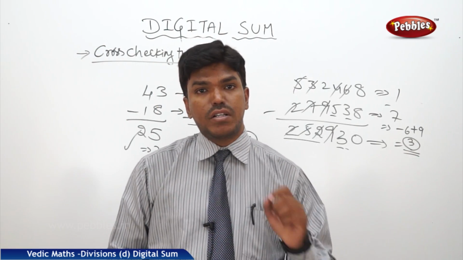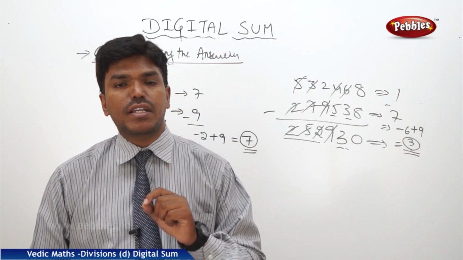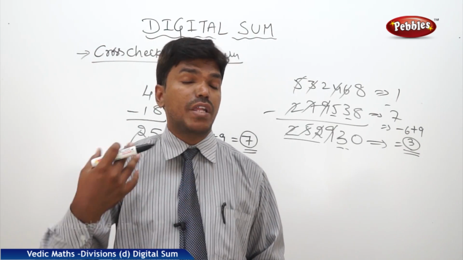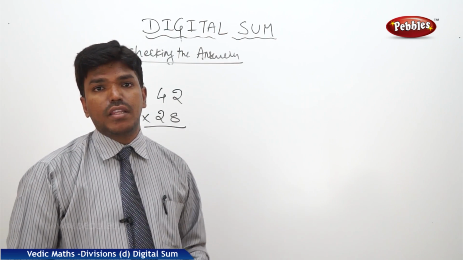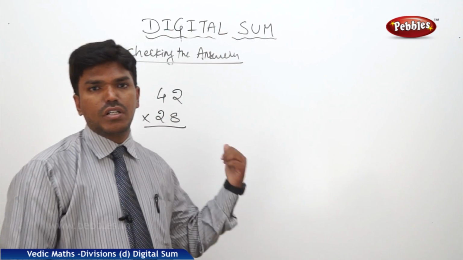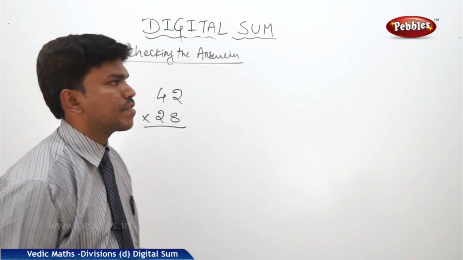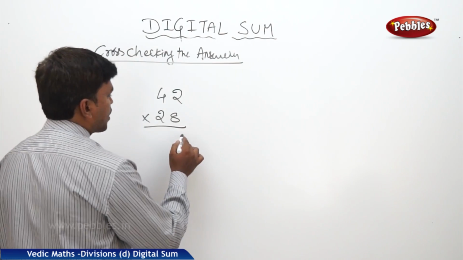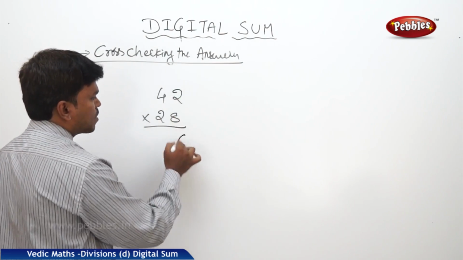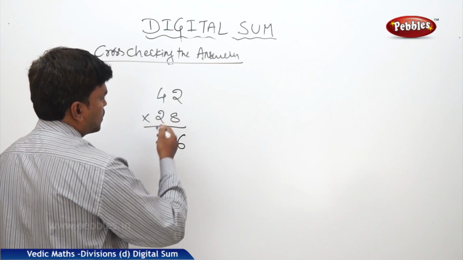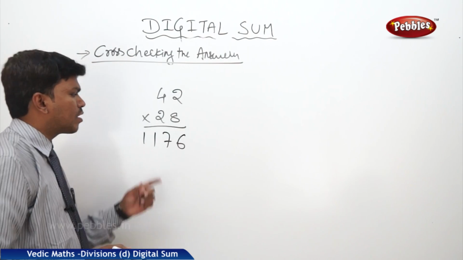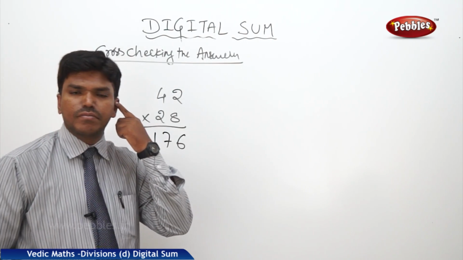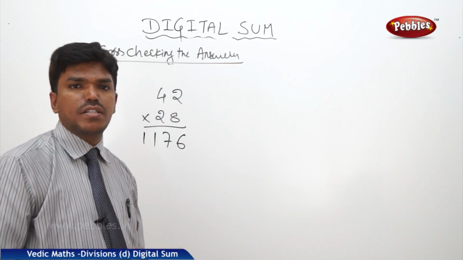Now we'll apply the digital sum technique in multiplications, where it is very, very useful. Let us apply the same technique to multiplications to cross check the answers. For example, I want to multiply these two: 42 and 28. I got 1176 as my answer. I want to cross check whether my answer is right or wrong.